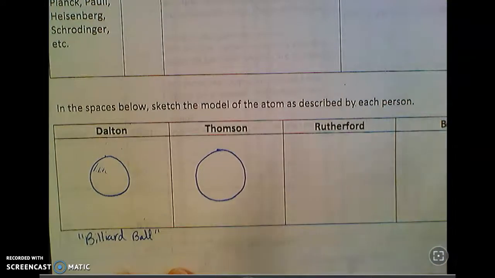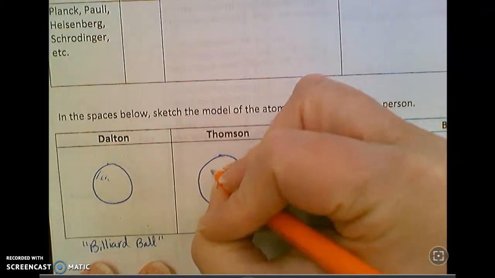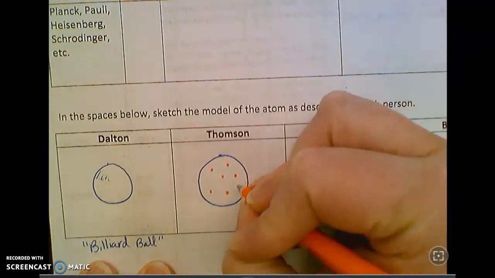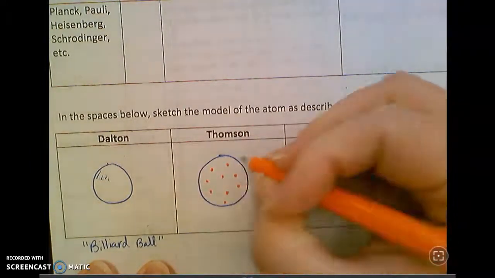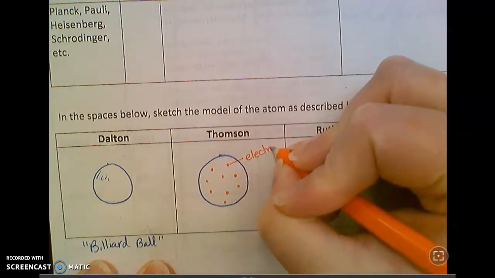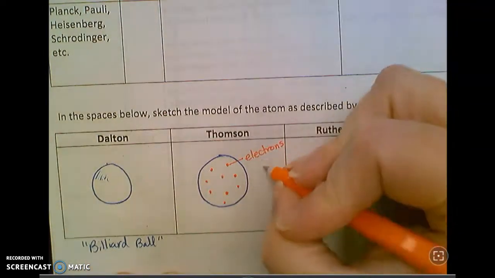Thompson kept this idea of the atom, but what he added to that was the idea that there are these little negatively charged particles that are embedded throughout the atom. And of course, we now know that those are called electrons. That wasn't Thompson's word for it, but that's essentially what we're talking about.